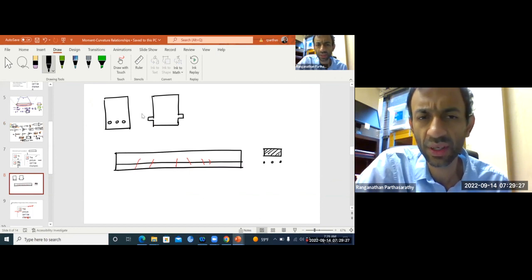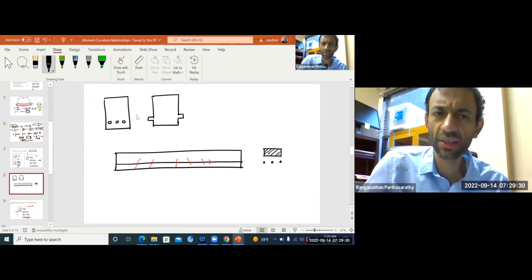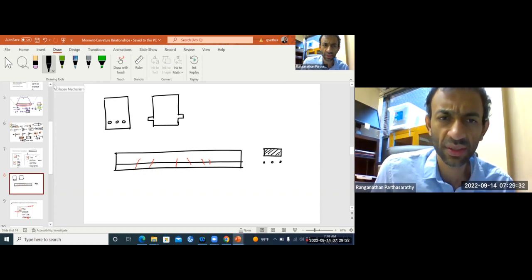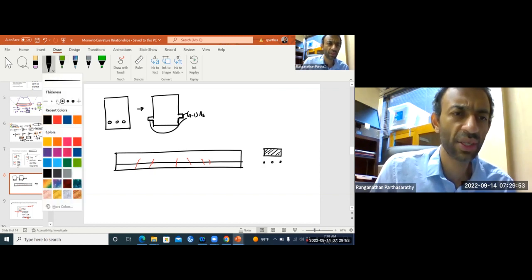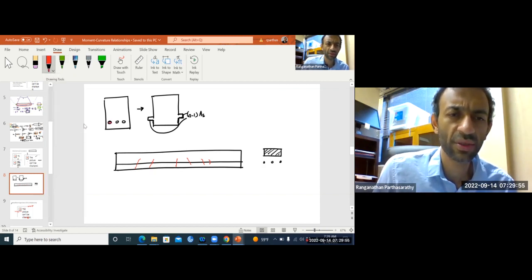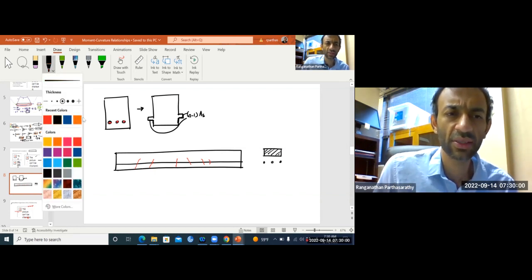So in this case, we can use a transformed section. We can transform this steel into equivalent concrete, because your section has not yet cracked. So what is the area of that equivalent concrete? N minus 1 AS. If you recall, let's say the area of the tension steel is AS.